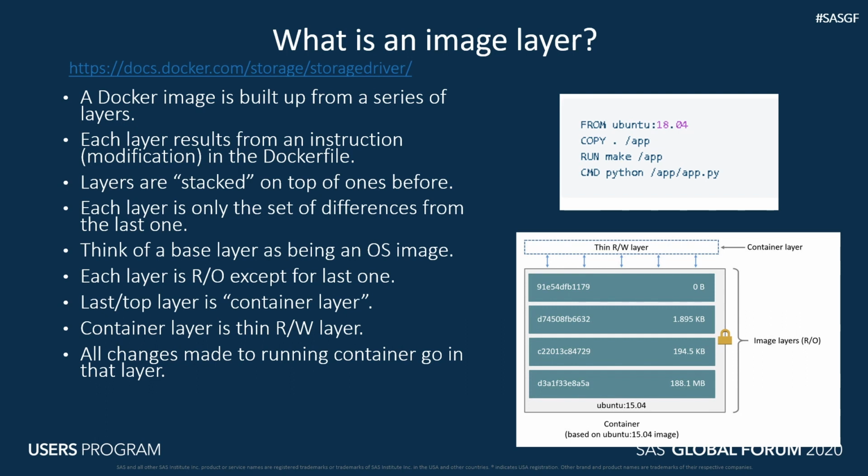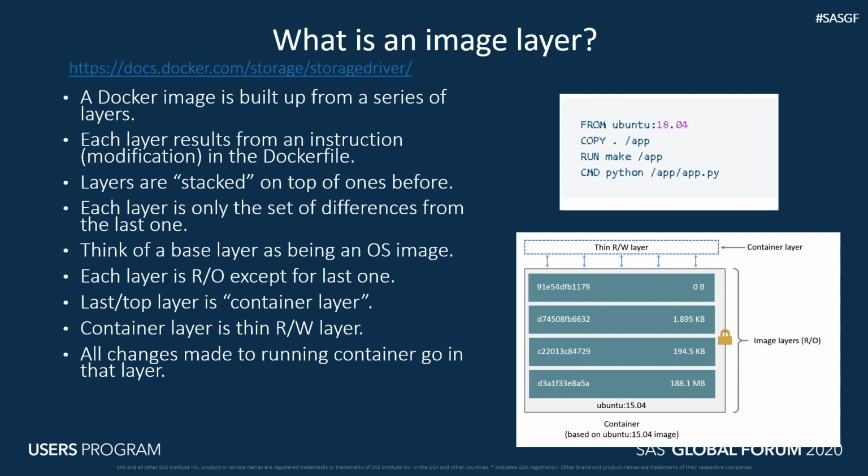Layers are stacked on top of the ones before, in the order that we were looking at them in the Dockerfile. Each layer consists of only a set of differences from the last one. So if something is already present in one layer, then only the differences are added in the next layer. Think of the base layer as being an OS image. If you think about provisioning a computer, you might think of installing the basic operating system on the computer and then layering on other software as appropriate.